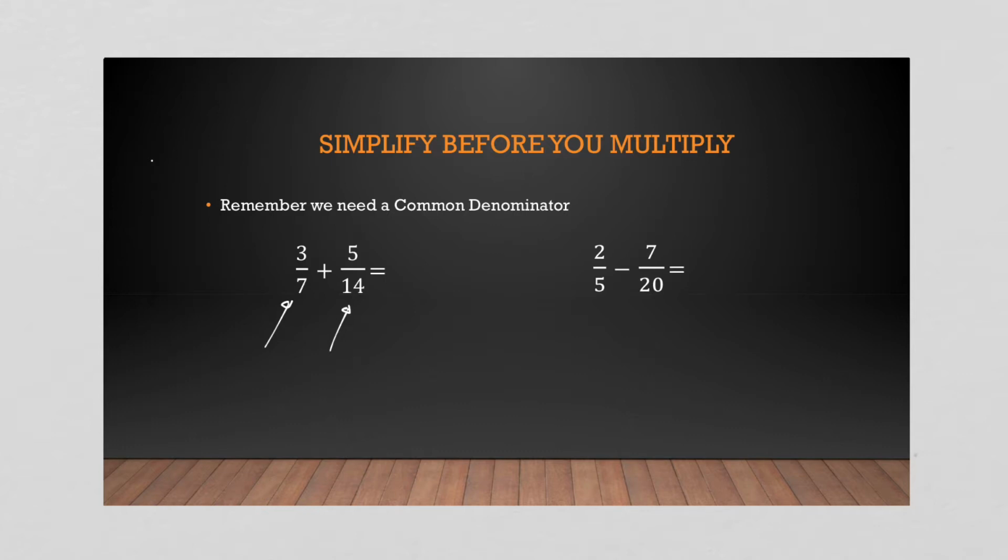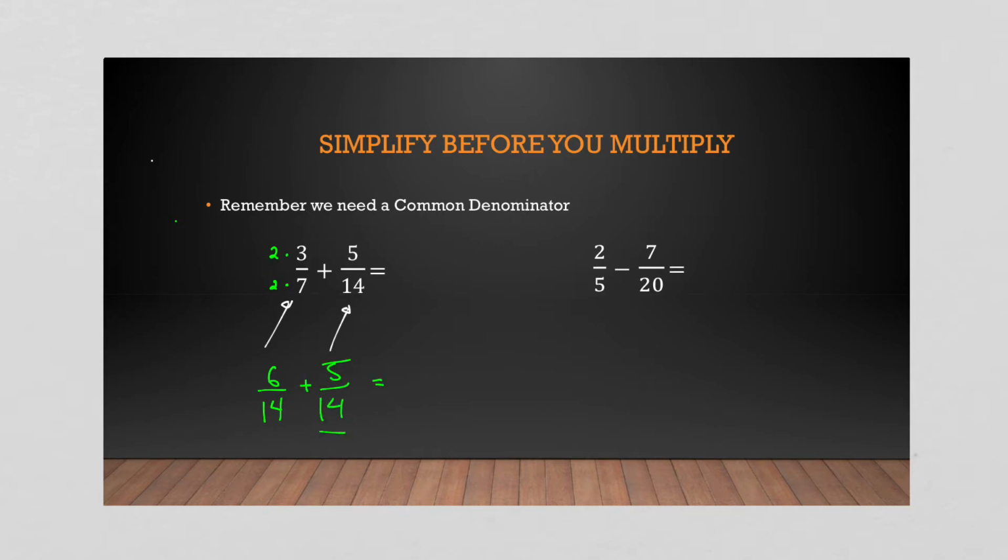And in order to get a common denominator, we use the equivalence principle. So remember that I can make 7 into 14 through multiplication by multiplying by 2. But if I'm going to do that, I need to multiply by 3 on top as well. This is the equivalence principle, right? So now we end up with 6 over 14 plus 5 over 14.